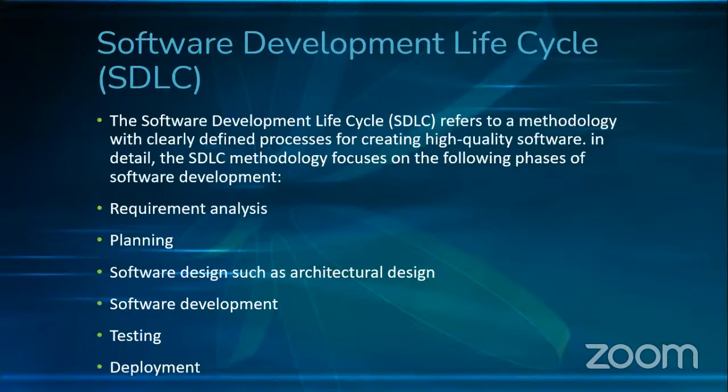So it's a phase, there are different things, it's a process. One cannot leave out one. You have to gather requirements. You must know what exactly the project is about. You must know what you want to build. So then we plan, we do the software design, we do the software development, we talk about testing, and we talk about deployment. These are the 6 phases when it comes to the software development lifecycle, SDLC.